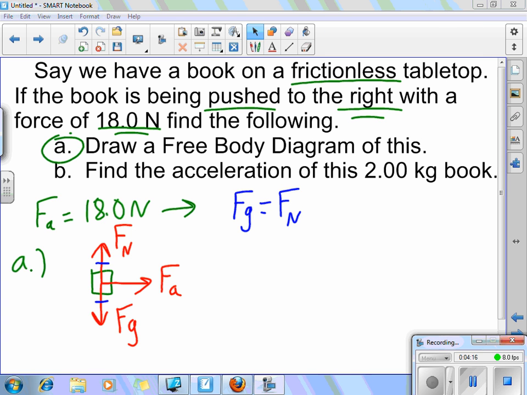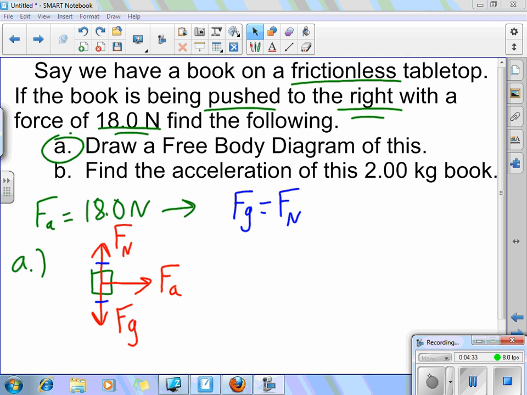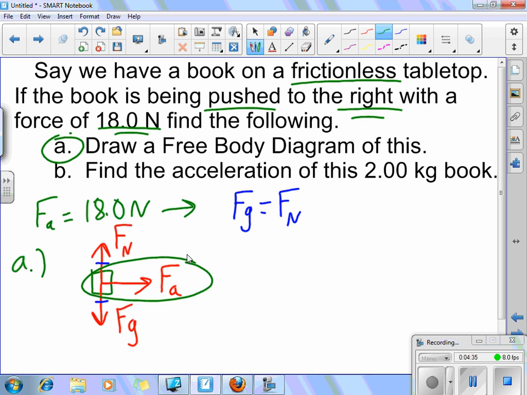Well, our diagram is complete, but now we're supposed to figure out the acceleration of the 2-kilogram book. We already know there is not going to be a net force vertically. In other words, there is no overall acceleration vertically. We're looking in the horizontal direction, though, and there clearly is a force. And there's nothing opposing this force. This would be known as an unbalanced force.